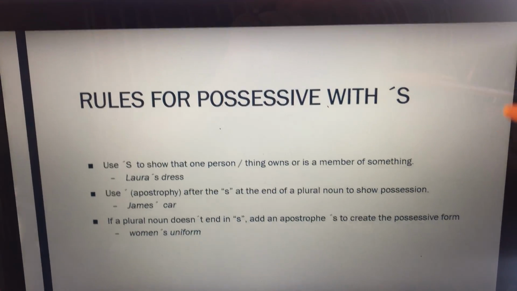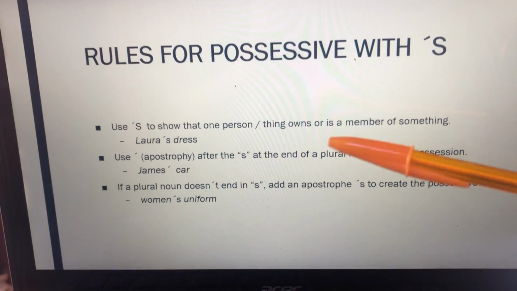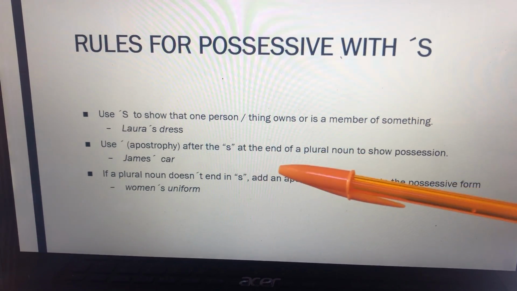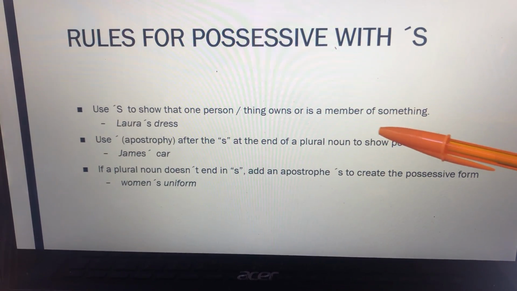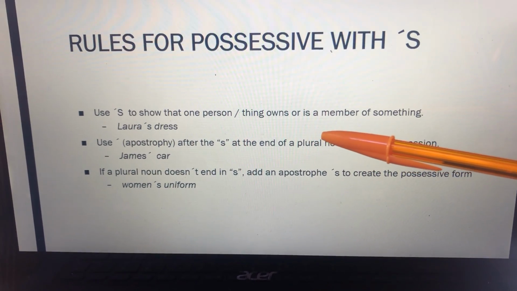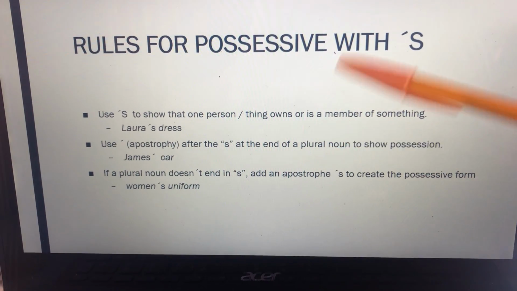Then you have the rules for possessives with S. Remember, the first rule says that you use apostrophe S to show that one person or thing owns or is a member of something. For example, Laura's dress, Jorge's uniform, Jaime's shoes.